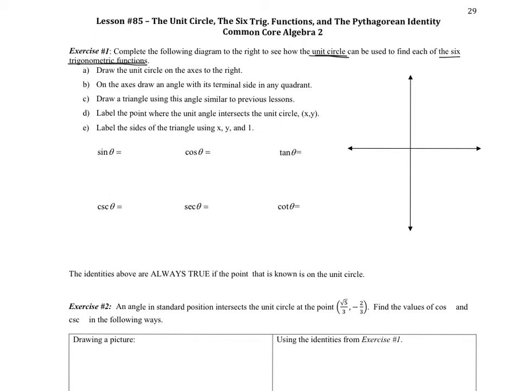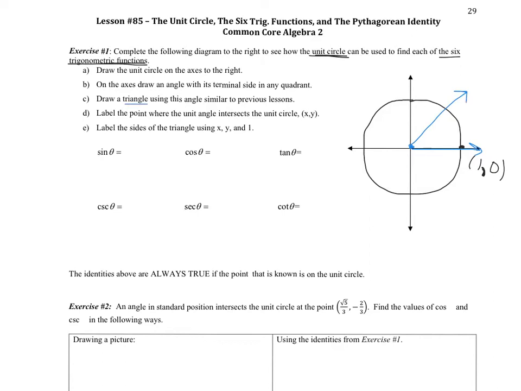So we have steps. First, we're going to draw the unit circle, which I'm going to do my best. It's not a great circle, but not bad for the video. I'm just going to label a point out here, 1, 0, because if it's the unit circle, we know the radius is 1, and that kind of shows that. On the axes, draw an angle with its terminal side in any quadrant. So I'm going to keep it in the first quadrant, but we know no matter what quadrant we're in, we would still draw a reference triangle from our previous lesson.